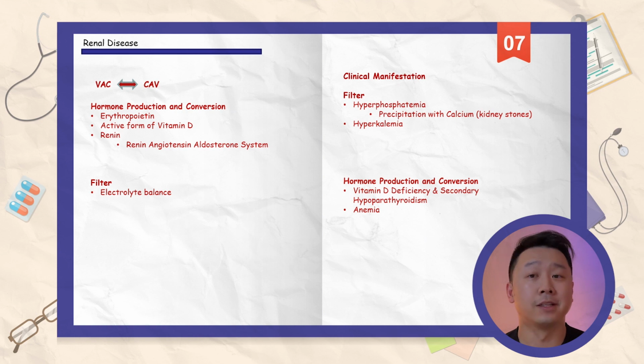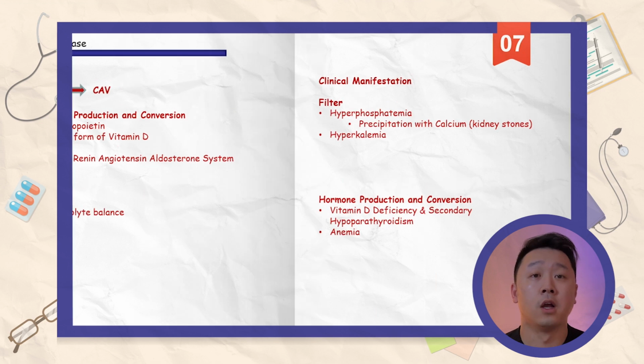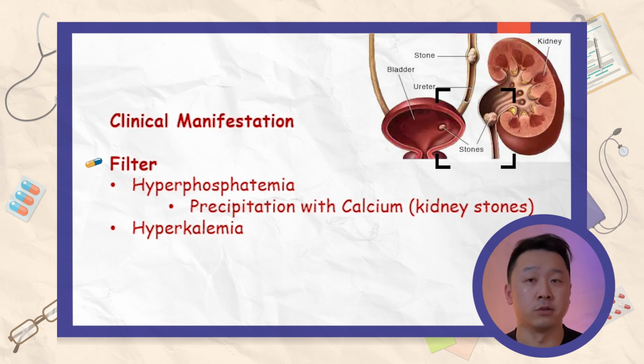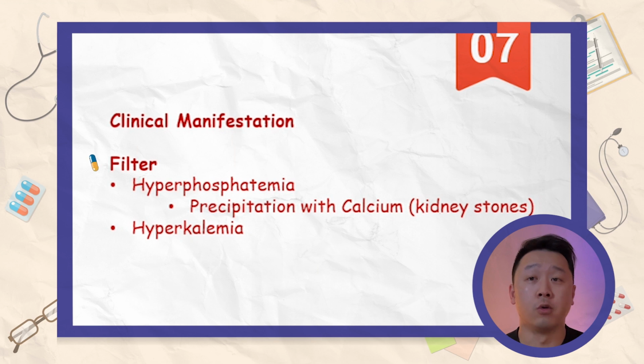We can separate the kidney clinical manifestations into two different components: the filtration component as well as the production and the conversion of hormones of the kidneys. For the filtration process, if the kidney is impaired, then there could be an imbalance of electrolytes, which could result in too much potassium or too much phosphate, known as hyperkalemia or hyperphosphatemia. Too much phosphate may lead to an increase in kidney stones as well. Also, the impaired kidney can lead to the improper excretion of medication.